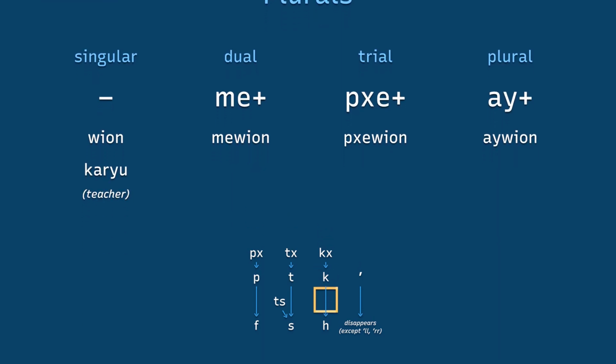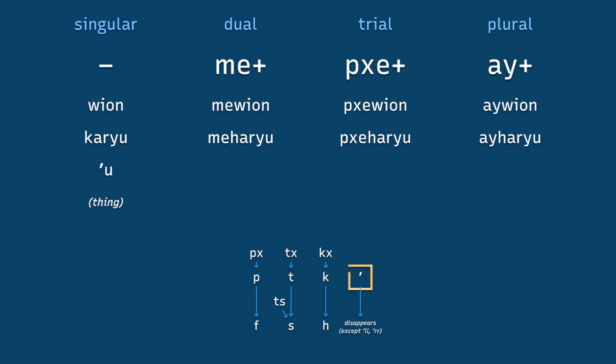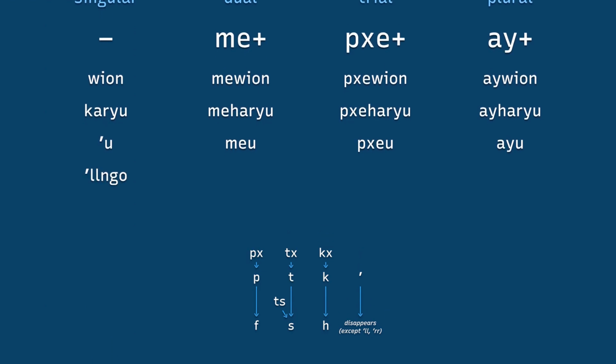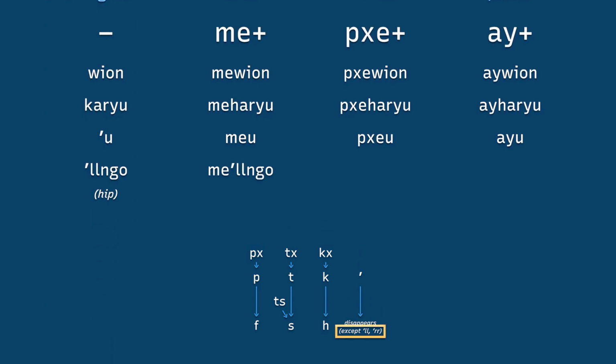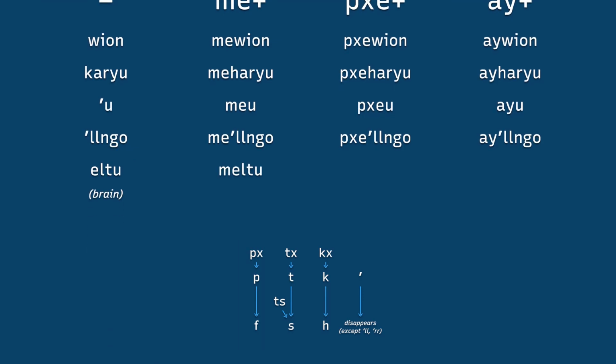Kariu becomes me hariu, pe hariu, ai hariu. U becomes meu, peu, aiu. Ulngo becomes me ulngo, pe ulngo, ai ulngo. Now a special case. Eltu becomes meltu, peltu, aieltu.